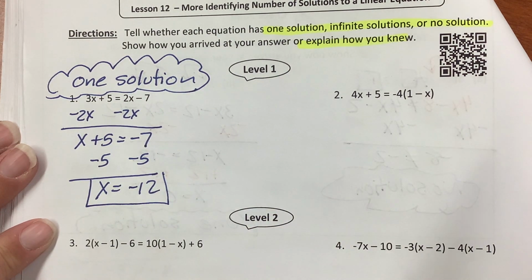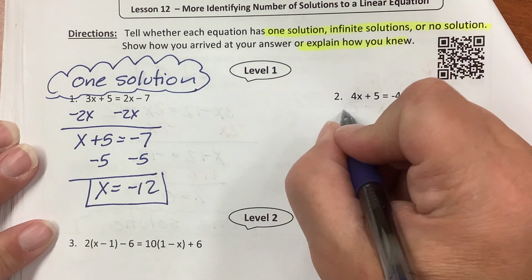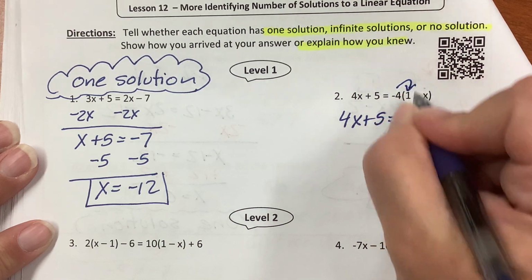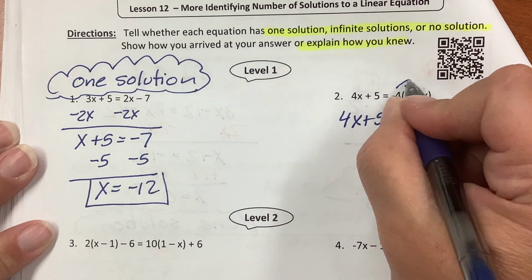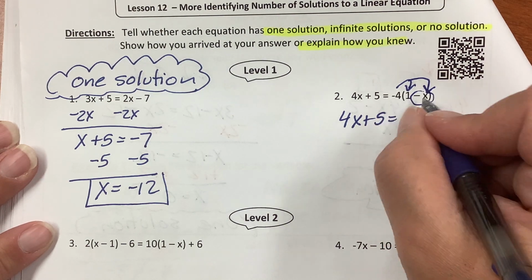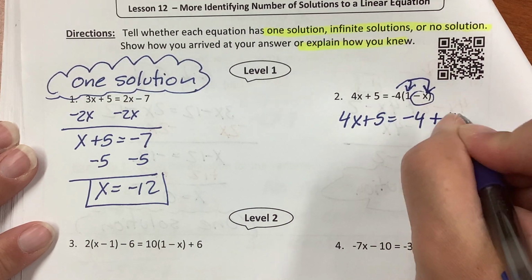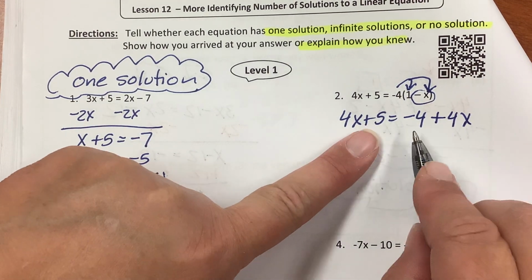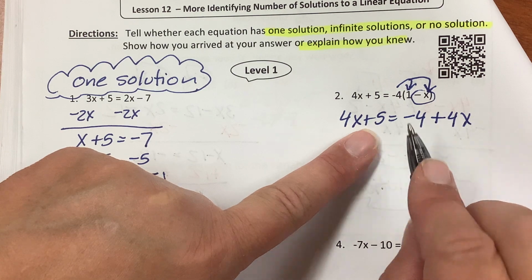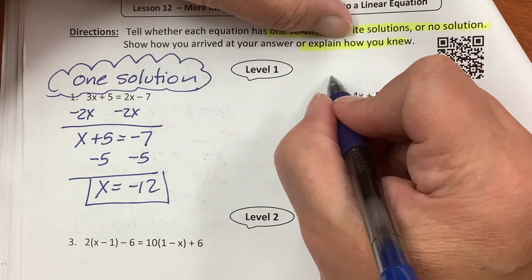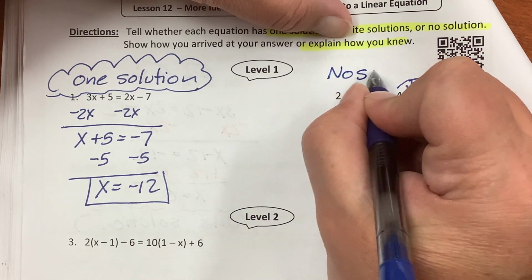All right, let's take a look at this one. I don't know. Let's do some more. 4x plus 5 is good. Negative 4 times 1 is negative 4. And negative 4, remember, scoop up that little negative sign. Negative times negative is positive 4x. Okay, same coefficient, 4, different constants. Oh dear, what does that mean? Do you remember? Yeah, that's no solution. Let's write that down. No solution.